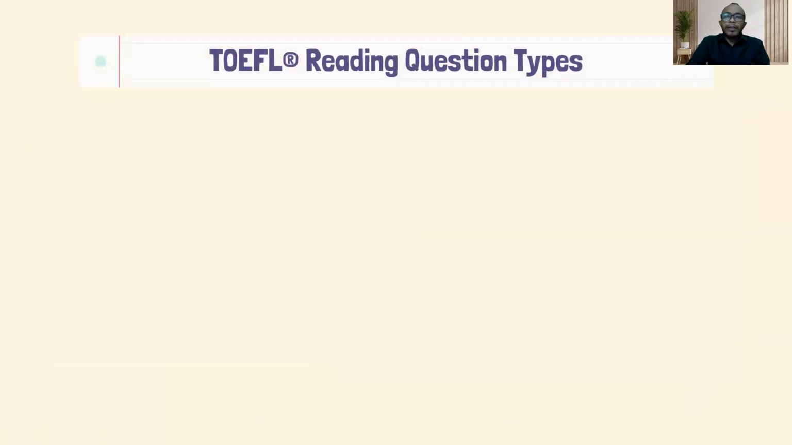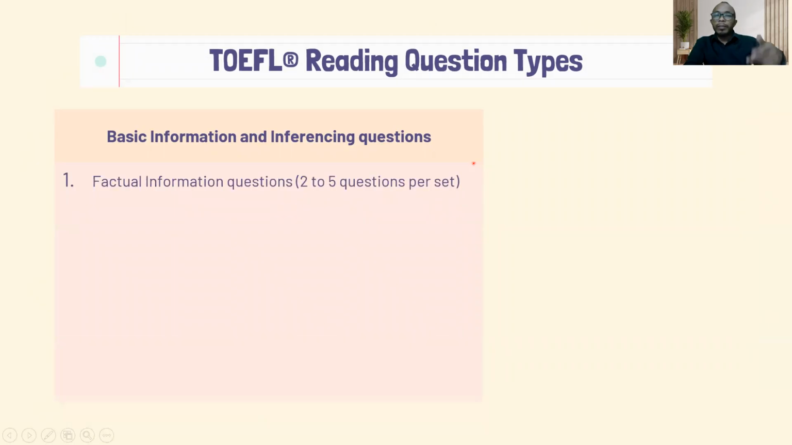So in the reading section of the TOEFL iBT, you will get two general types of question. The first one is the basic information and inferencing question. And in this category, the first one will be what they call the factual information question. There will be 2 to 5 questions for each passage for this type.